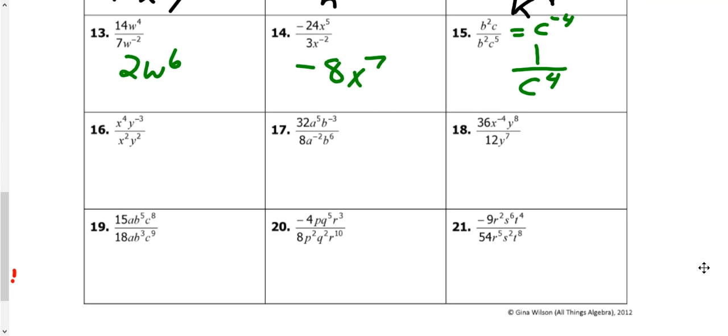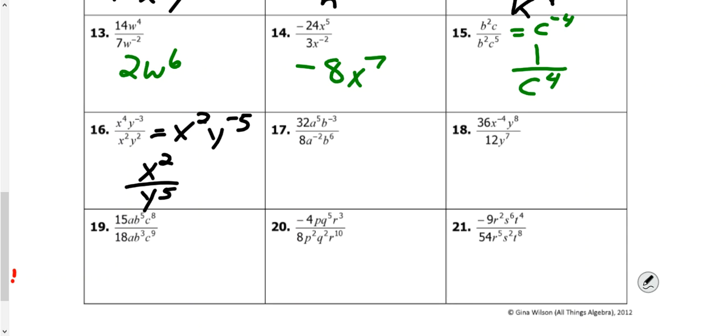So here are a few more challenging problems. And let's work on these together. Number 16. Let's simplify this first. So x to the fourth divided by x to the second. 4 minus 2 would be x to the second. Y to the negative third divided by y to the second. That would be negative 3 minus 2. So that would be y to the negative 5. So then when we simplify that, that's going to be x squared divided by y to the fifth.